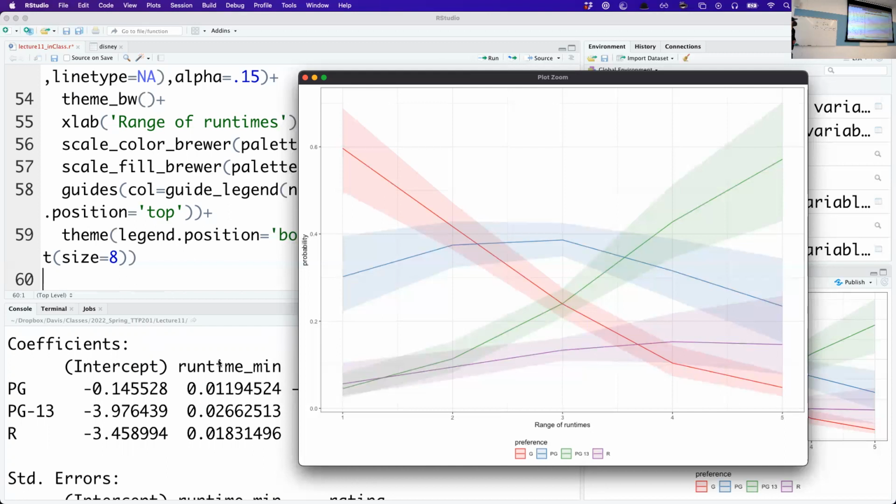Yeah, whatever the average rating is, it just holds that fixed. So essentially what the effects package is doing is like this. And what we're doing in this plot, range of runtimes: this value here, I'm going to do 60 minutes, 75 minutes, 90 minutes, 105, whatever. I'm going to vary the number of minutes, but I'm going to hold this fixed.